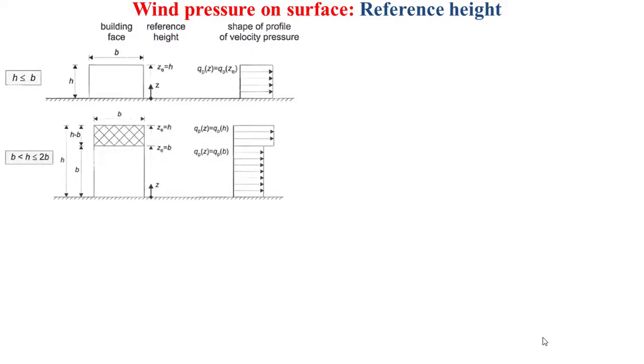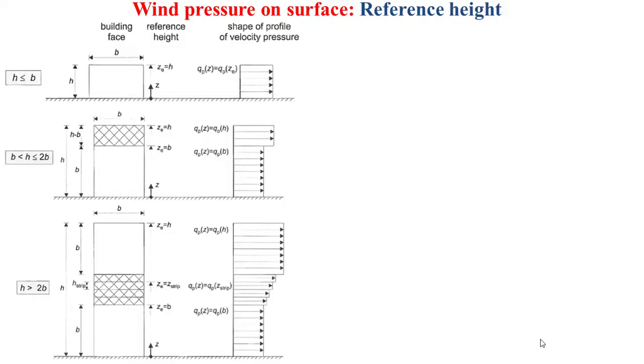The lower part is extending upwards from the ground by a height h equal to b, and the upper part is consisting of the remainder. In this case, we have two reference heights for the external pressure, ZE equal to B and ZE equal to H, as it is depicted by the figure that you see in this slide.